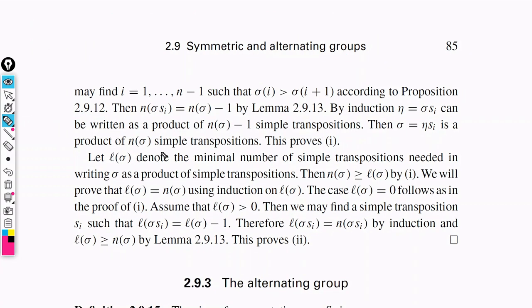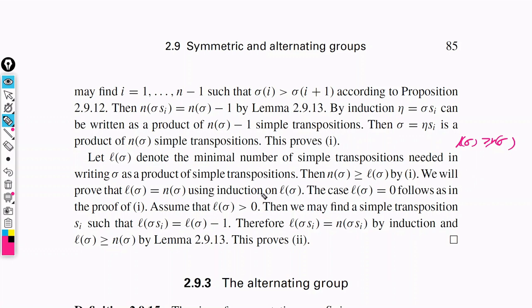Okay, for the second part, we have to show that n(sigma) is the smallest such number. Let L(sigma) denote the minimum number of simple transpositions needed in writing sigma as a product of simple transpositions. Then it is clear that n(sigma) is greater than or equal to L(sigma) because L(sigma) is the minimum. We have to show that L(sigma) equals n(sigma). We have to only show that L(sigma) is greater than or equal to n(sigma).